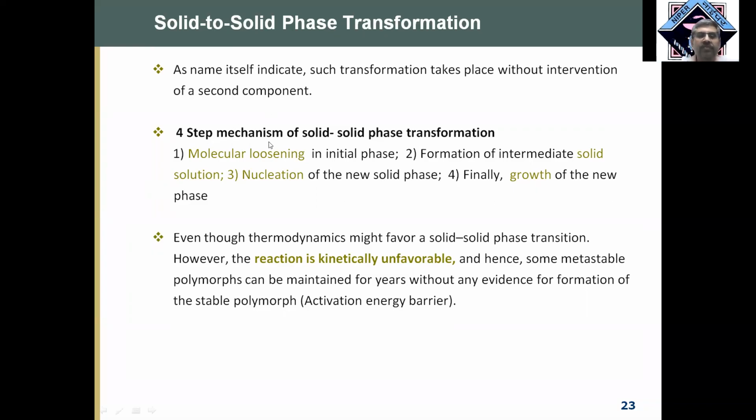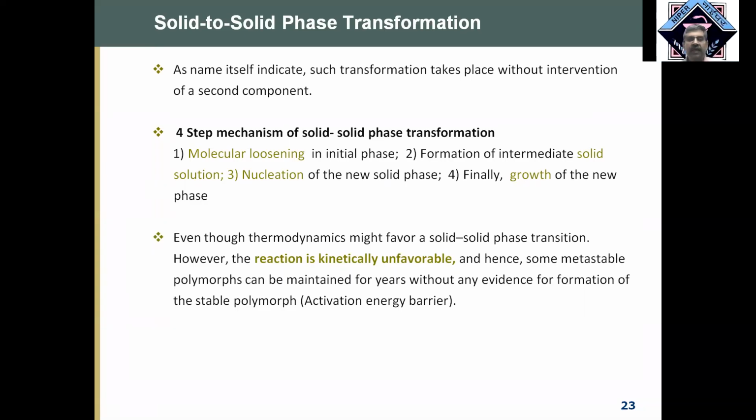There is a four-step mechanism that is involved in solid phase transformation. The first step is that of molecular loosening in the initial phase. That is the phase that was existing earlier. Second is the formation of intermediate solid solution. The third step is the nucleation of the new solid phase. And the fourth one finally is the growth of the new phase.